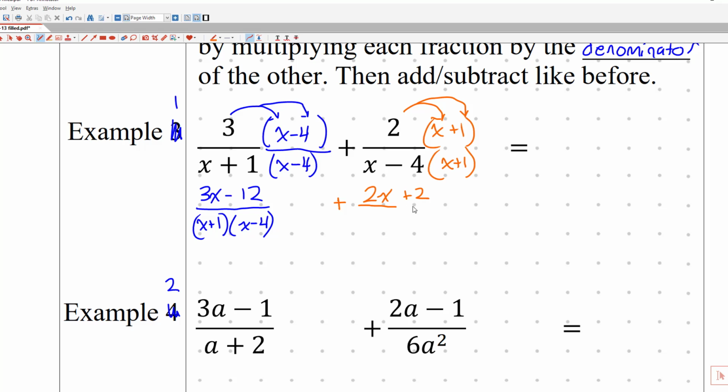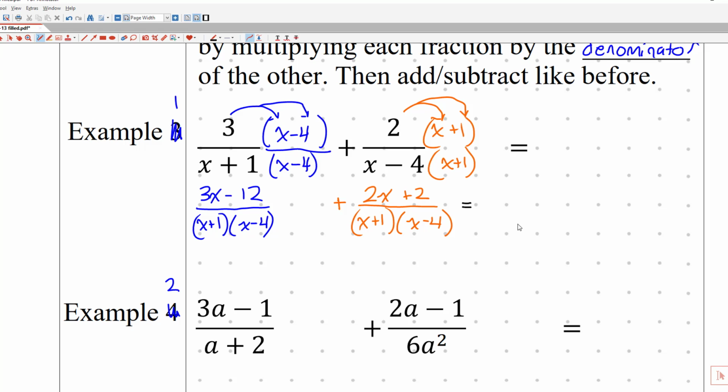And that's all going to be divided by, leave this as x minus 4 times x plus 1, but I can switch those. It's being multiplied, doesn't matter, so I'm going to say x plus 1 times x minus 4. Okay, so now check it. We have the same denominator. We have like denominators. I can go ahead and add the numerators.